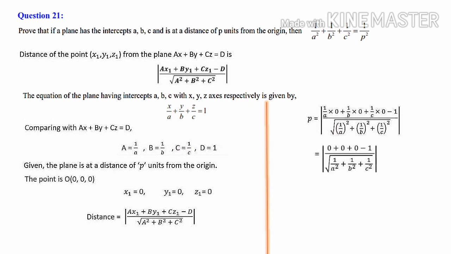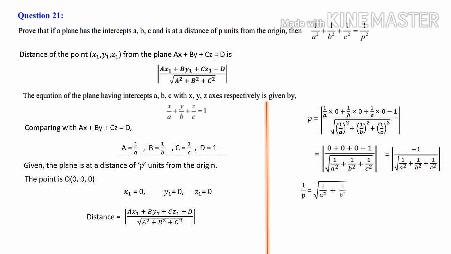That is equal to, first three terms we will get 0, then last term is there, minus 1 divided by root of 1 by a square plus 1 by b square plus 1 by c square. So when you do the calculation it comes as minus 1 divided by root of 1 by a square plus 1 by b square plus 1 by c square. Since there is a modulus value, minus 1 and modulus will go. So we will get 1 divided by root of 1 by a square plus 1 by b square plus 1 by c square.